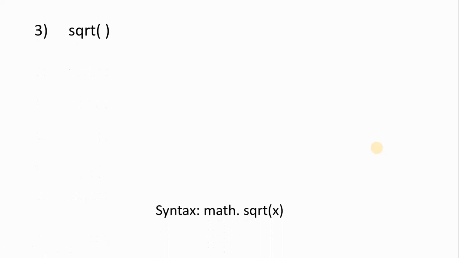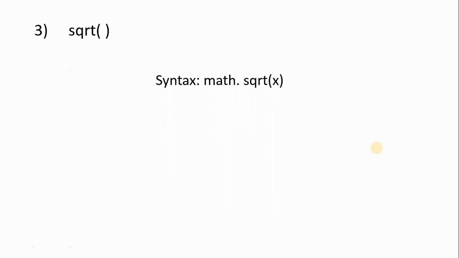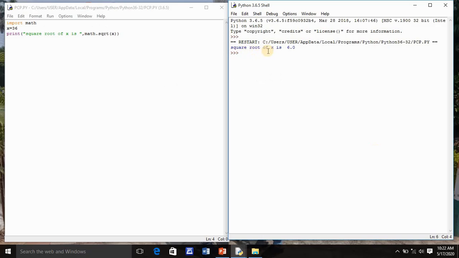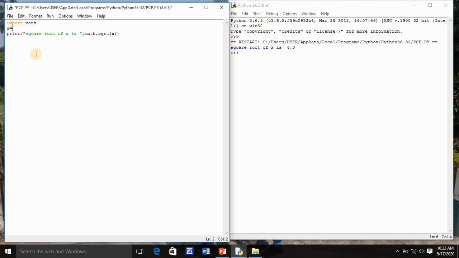Now the next math module function is sqrt. This function is used for finding the square root of a given number. Syntax is math dot sqrt of x, where x is a number. Now we can check this square root function in Python. Import math, x is equal to 36, print square root of x. So here the square root of x is, the math module dot the name of the function, sqrt.